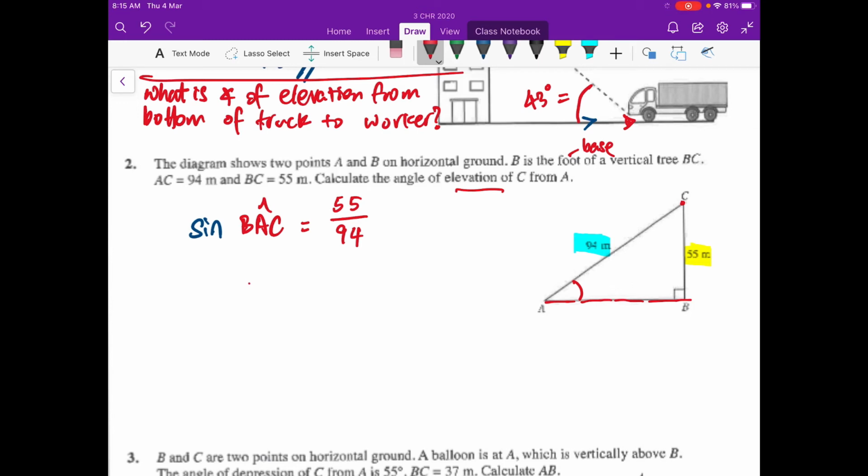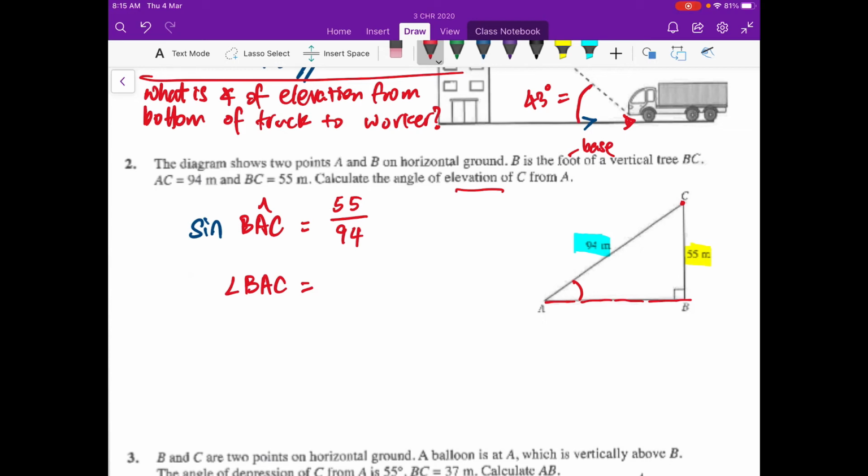How do we get the value of angle BAC? What should we do with our calculator? If sine of an angle equals a value, how do I get back the angle? How do I reverse the operation? Which inverse ratio do we use? Sine inverse. Okay, so take out our calculators. Sine inverse. So press shift sine 55 over 94.